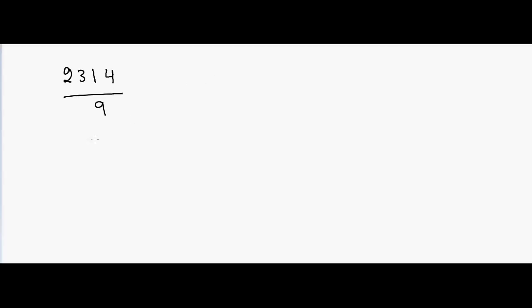In that case, what we will do is add all these four digits together. So 2 plus 3 plus 1 plus 4: 2 plus 3 is 5, plus 1 is 6, plus 4 is 10. If you divide 10 by 9, you will get 1 as a remainder. So your remainder would be 1 in that case.